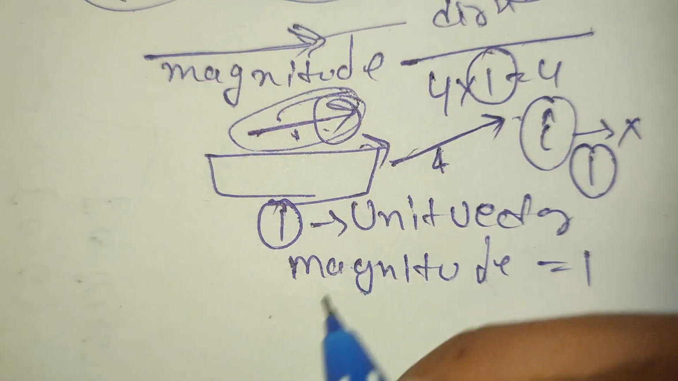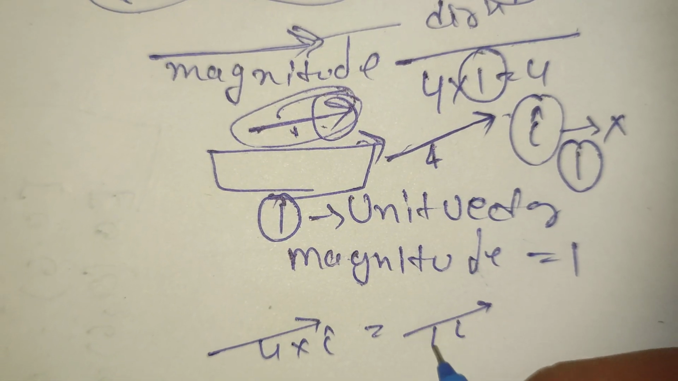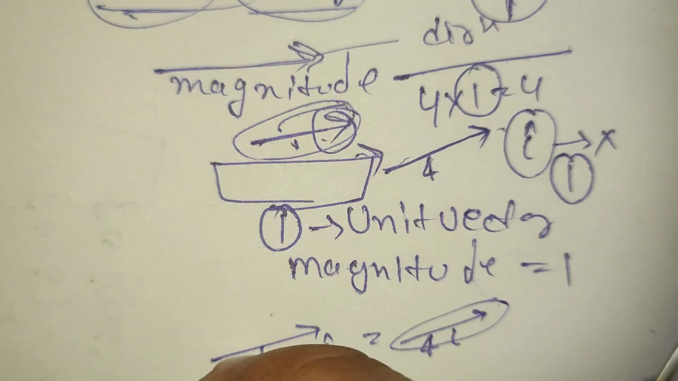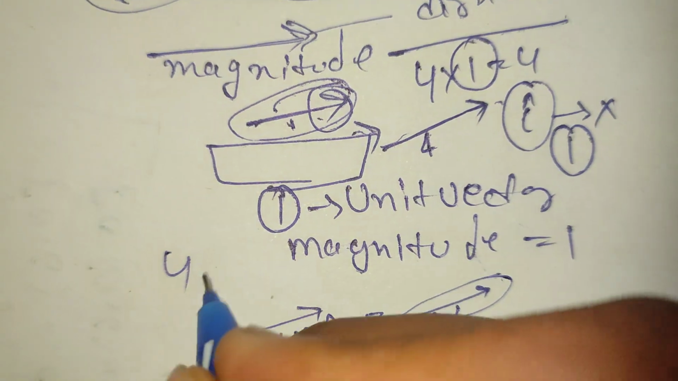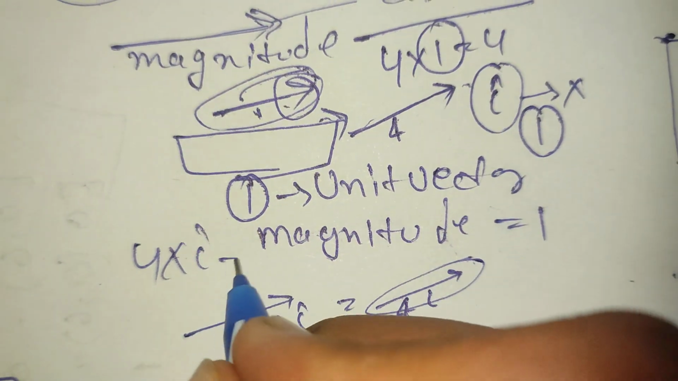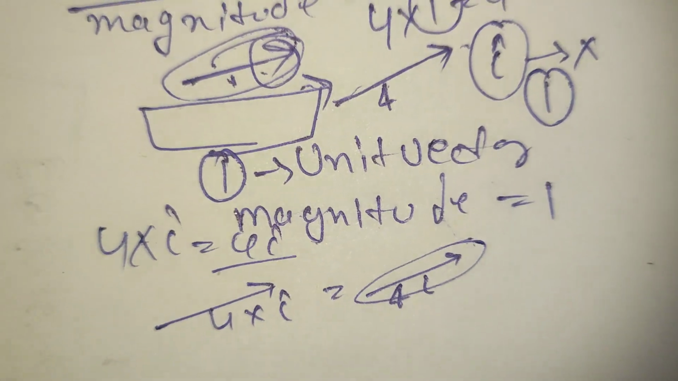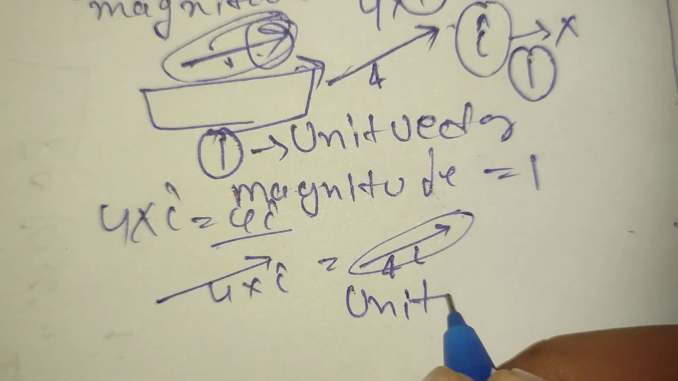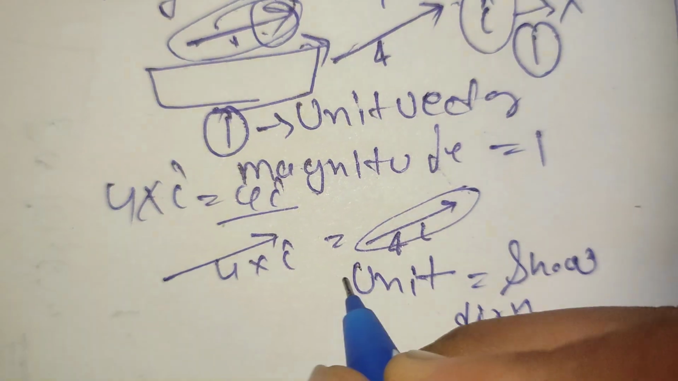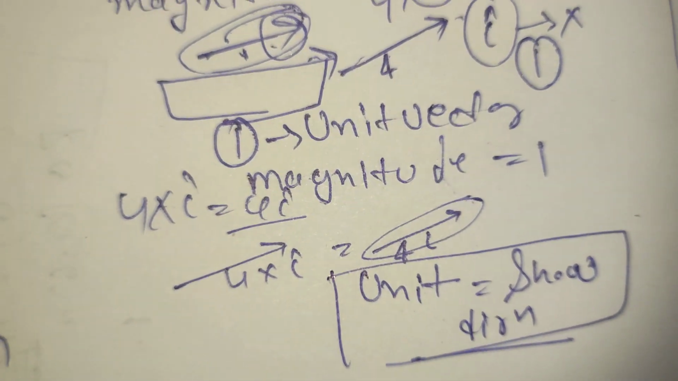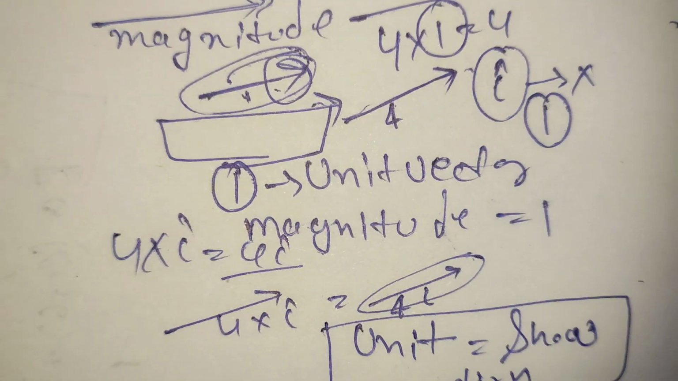So the random vector, when 4 is multiplied with i cap, now has a direction, which means it becomes a proper vector. 4 is a scalar, and when we multiply it with the unit vector i, it becomes 4 i cap, which means a magnitude of 4 in the x direction. So a unit vector shows the direction. Whenever anybody says unit vector, it means we are talking about direction. I hope you understand what I am saying.